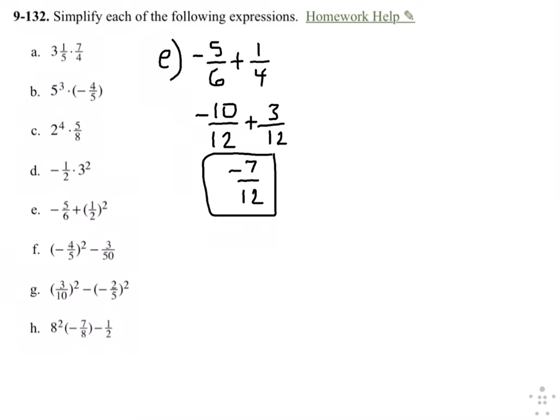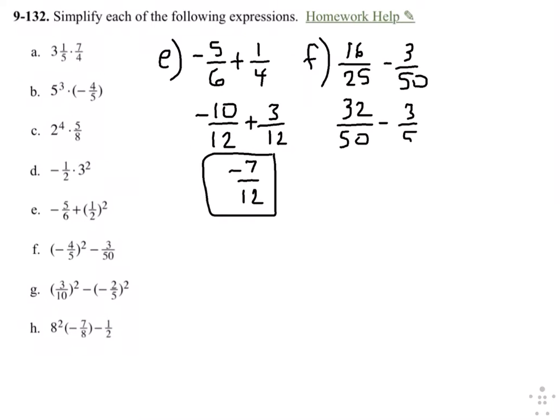And F, let's see if I could do that here. F, we have negative 4/5 squared. Negative 4/5 squared is negative times negative is positive, so that's 16/25, 4/5 times 4/5, minus 3/50. We need a common denominator, so that's 32/50 minus 3/50 is 29/50, which cannot be reduced, so we can leave it as that.